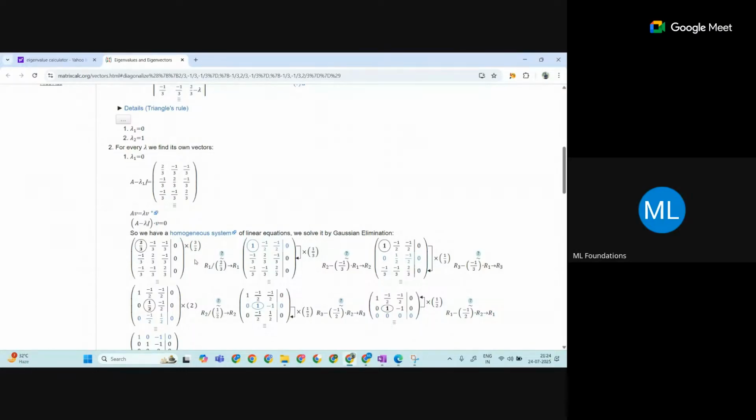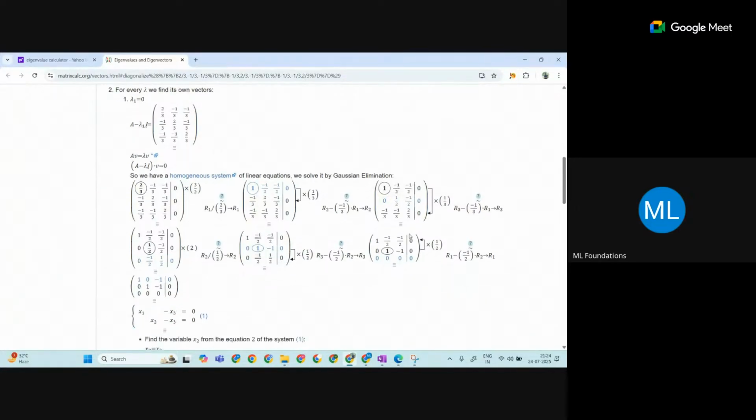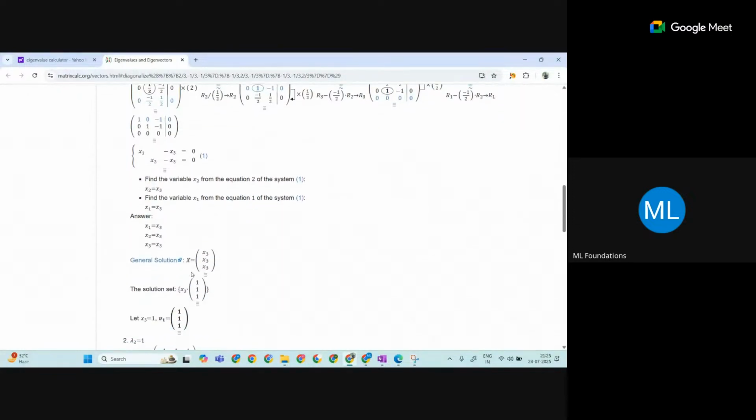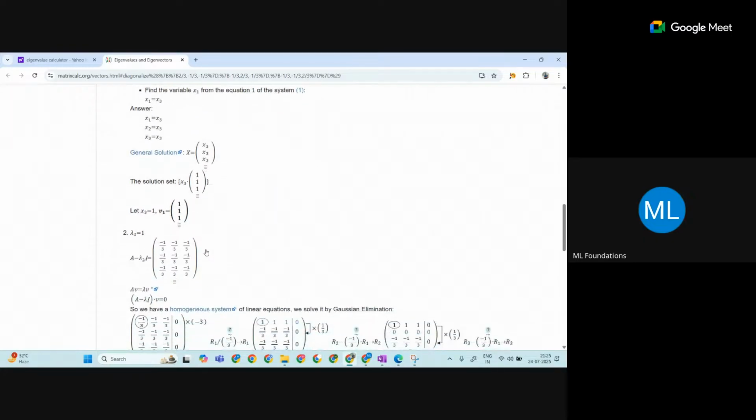Now see how it's solved. He uses the Gauss elimination method to solve it. These are the steps he follows. He will clearly tell how he got each entry, and he finally solves using Gauss elimination and reaches one solution. This is your eigenvector. Each step is clearly mentioned here.